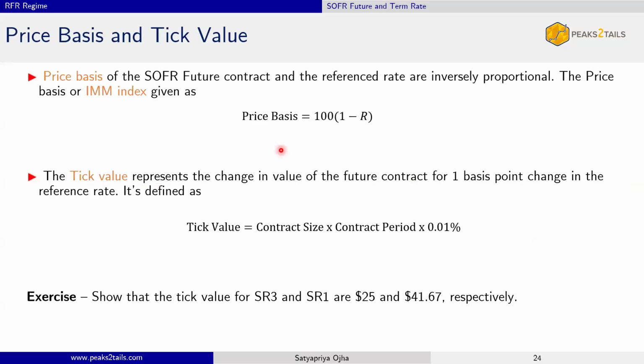First, let's understand the relationship between price and rate. The price of a SOFR future is the simplest imaginable equation. It's just 100 times (1 minus R), where R is the rate. Simple linear relationship. There are no complications. Sometimes you'll see 100 minus R, but in that case, R is quoted in percentage. Same thing.